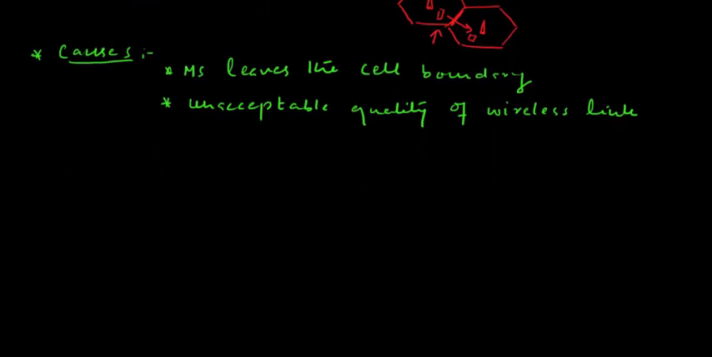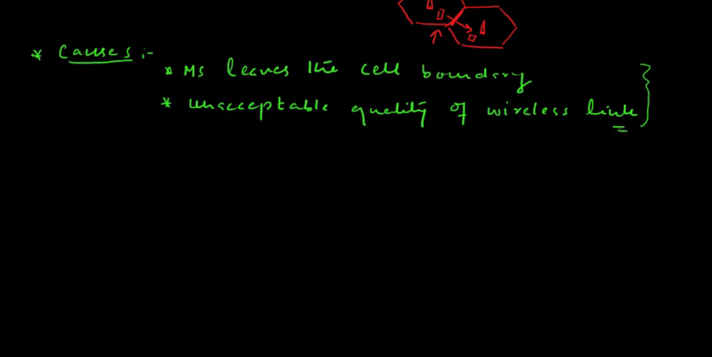One is when your mobile station is moving and it leaves the boundary of its parent cell. At that time you need to initiate the handoff process in order to sustain the ongoing call, and also you need to initiate the handoff process when you have unacceptable quality of wireless link in the parent cell. And at the same time, if you are receiving some signal with more power than your current channel, then you need to perform the handoff. So these are the main reasons when you perform your handoff.